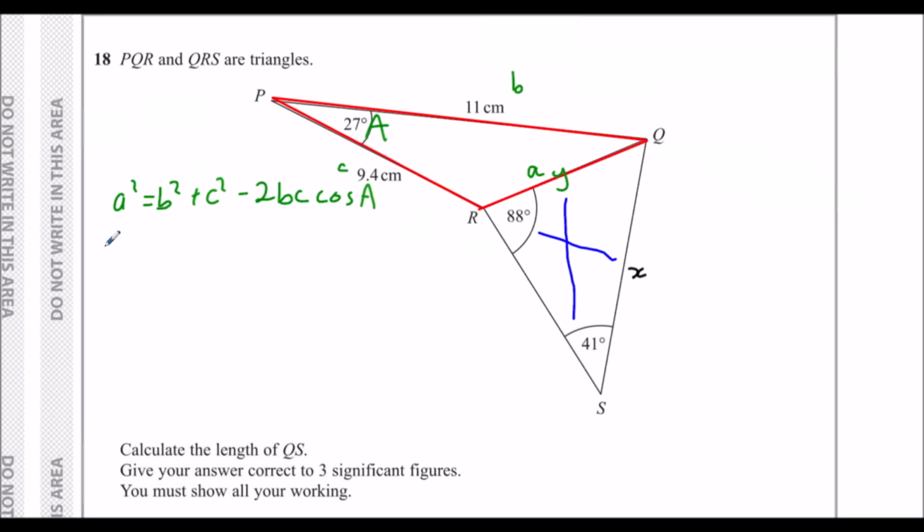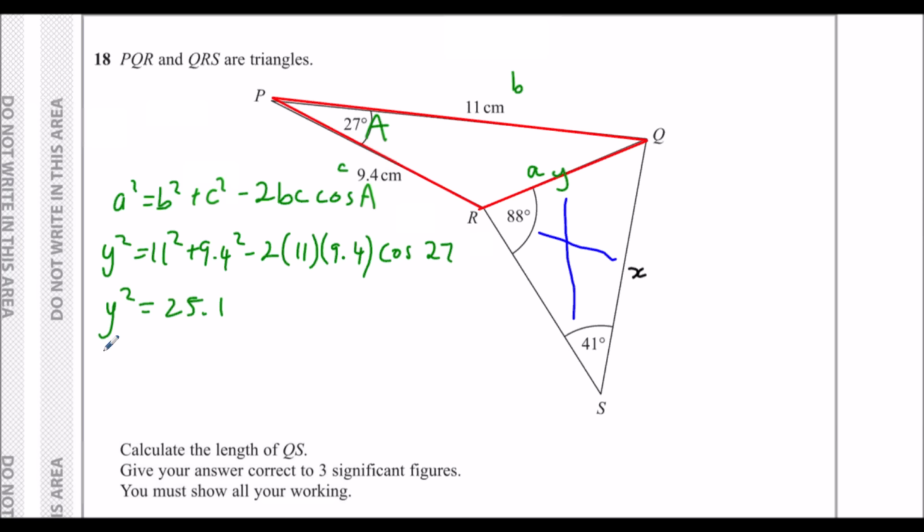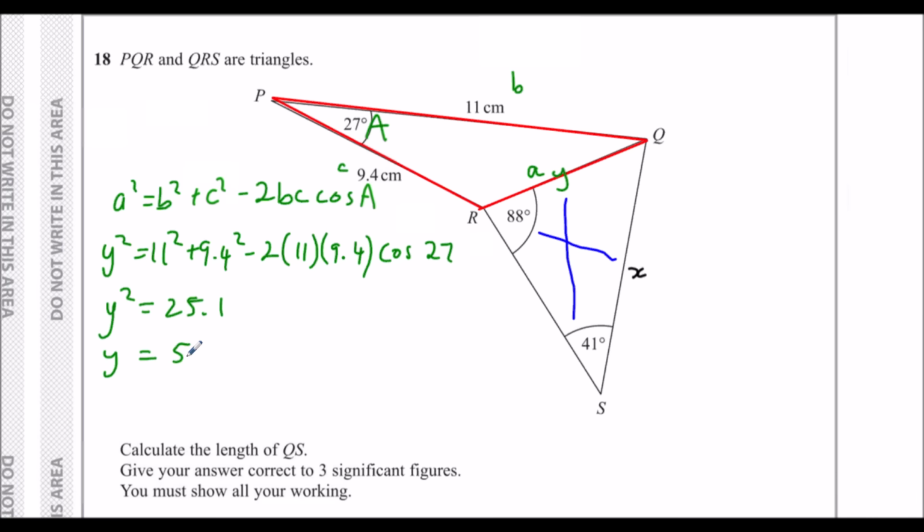So using the cosine rule, y squared equals 11 squared plus 9.4 squared minus 2 times 11 times 9.4 cos 27. So 25.1, that's y squared. So y squared is 25.1, square root to get y, and that's 5 centimeters. So this is 5 centimeters.